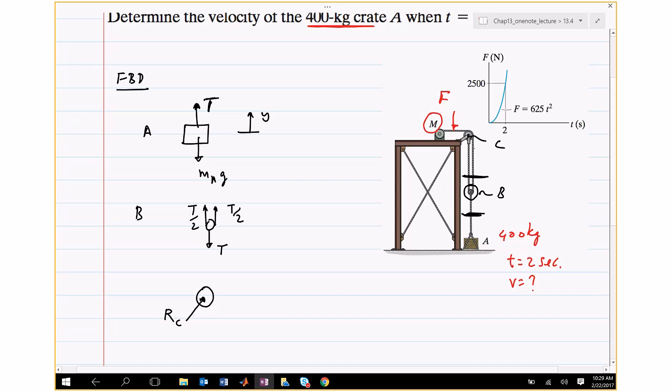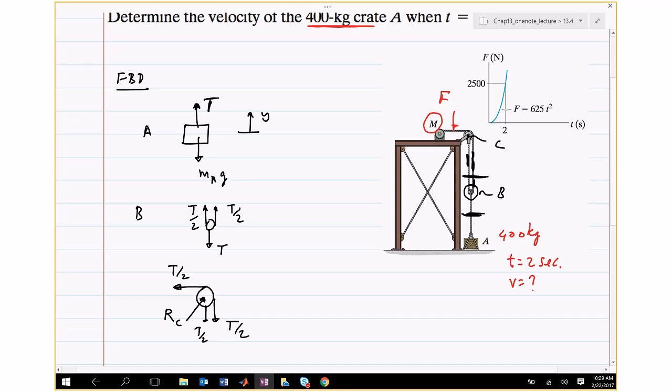So since this thing has a force acting upwards over here, there'll be a force T acting downwards. Sorry, T by 2 downwards. Again, I have a cut here, so it's going to be a T by 2 downwards. And since this string is inextensible, there'll be T by 2 over here.